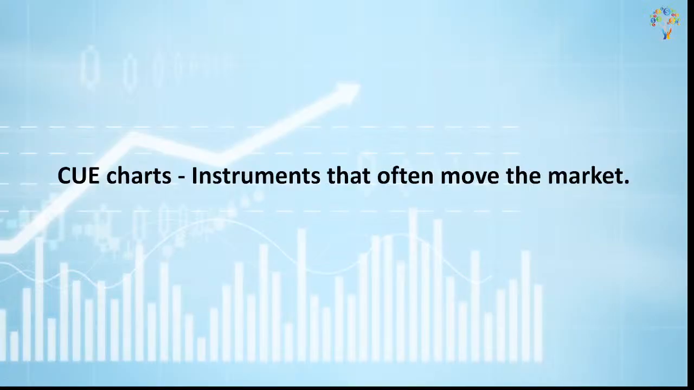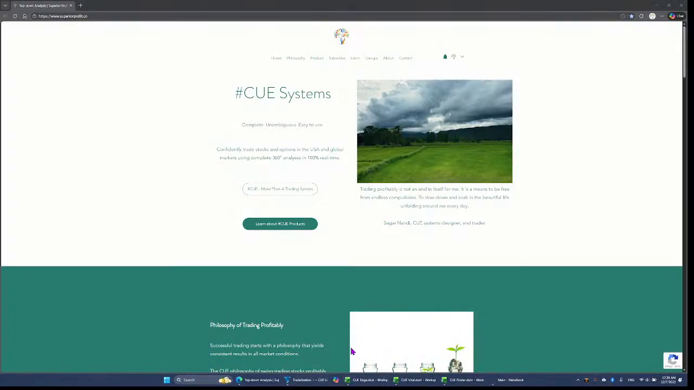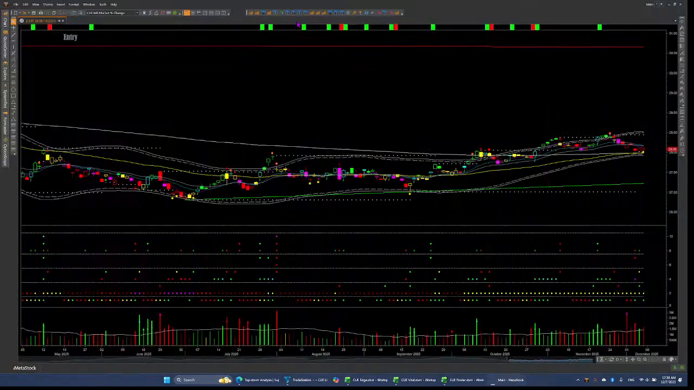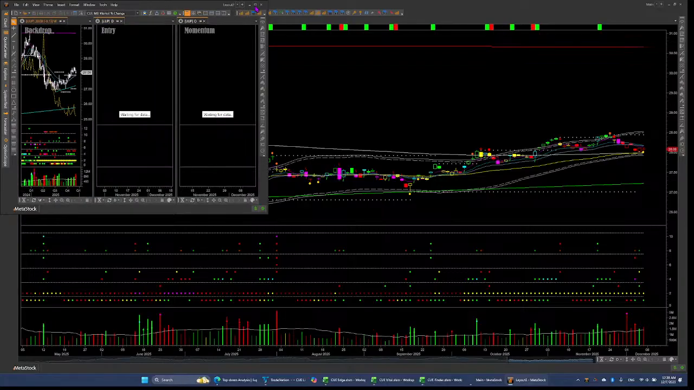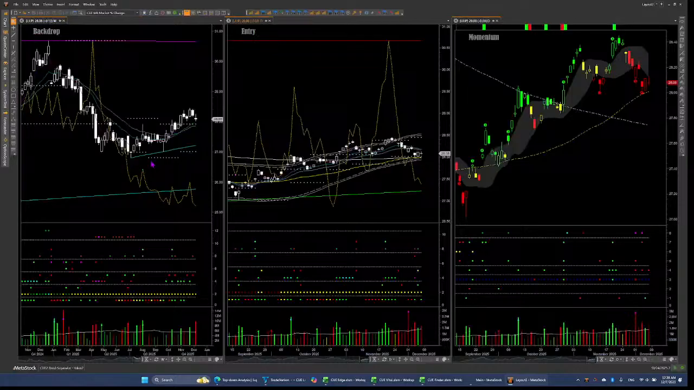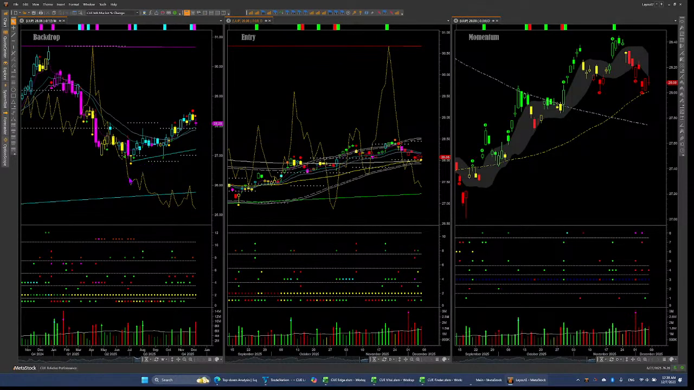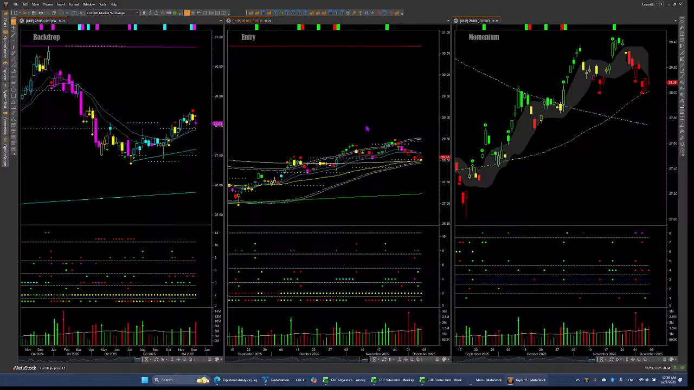Let's start with charts of instruments that often move the market. We'll first look at dollar index ETF UUP, which tends to be inversely correlated with the market, though that inverse correlation, as you know, does not always work. I'm going to use the at a glance template along with the momentum chart. So weekly chart on the left and two daily charts in the middle and the right.